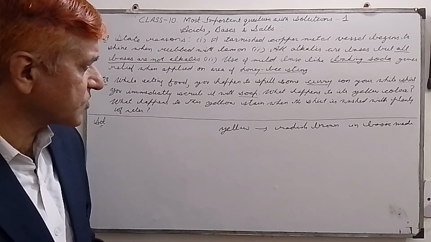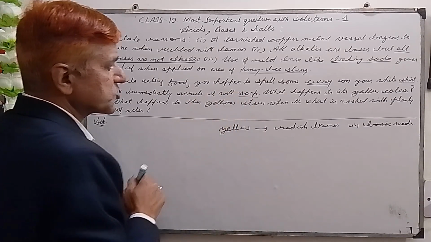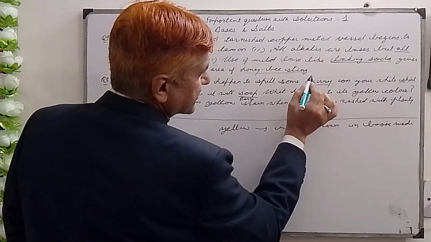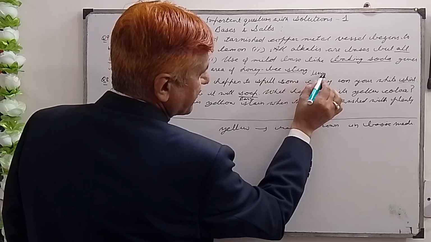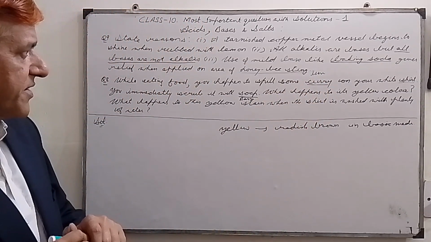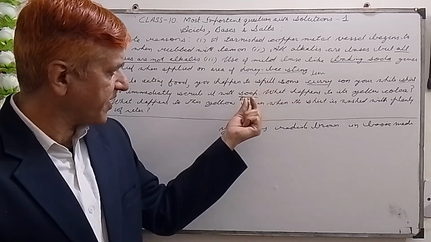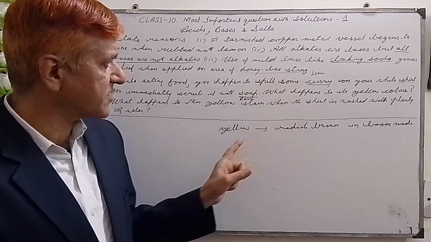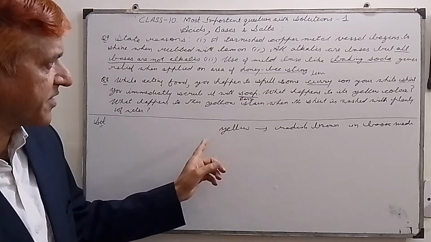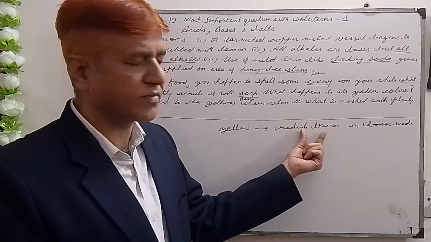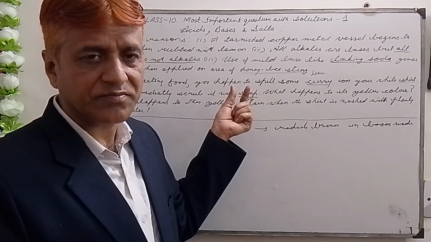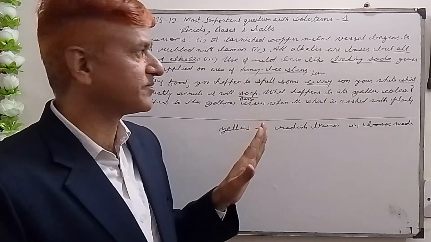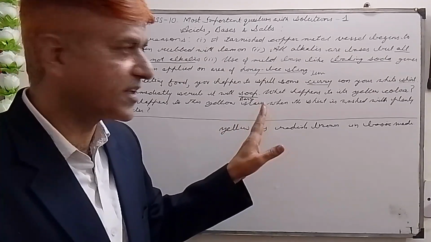Now my dear students, understand carefully. Soap is basic in nature and curry contains turmeric. So when turmeric combines with soap, which is basic, then what happens? The yellow color of turmeric will change into reddish brown. So the yellow stain of curry on the shirt will change into reddish brown color. So I think this is clear.